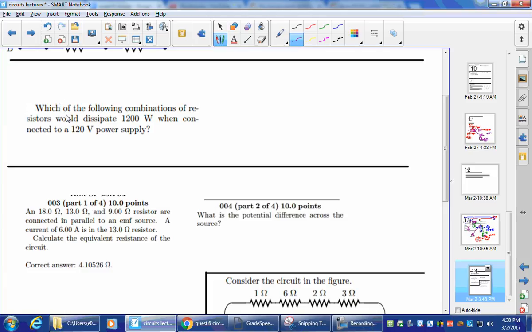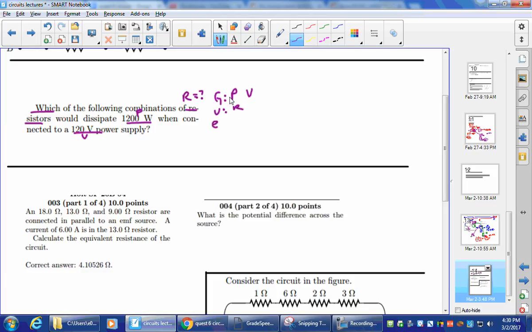Which of the following combination resistors would dissipate or use up 1200 watts, which is a unit of power, when connected to a 120 volt power supply? So this is your voltage, right? All right, so what are our givens here? We have P and we also have V. Our unknown is the resistance.